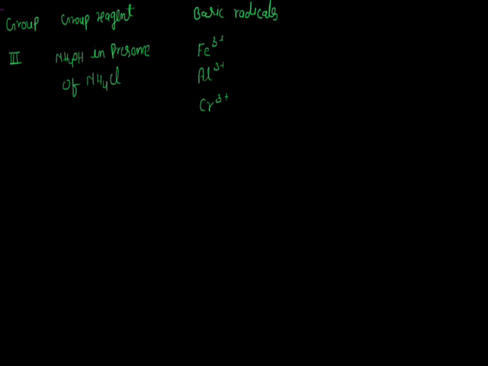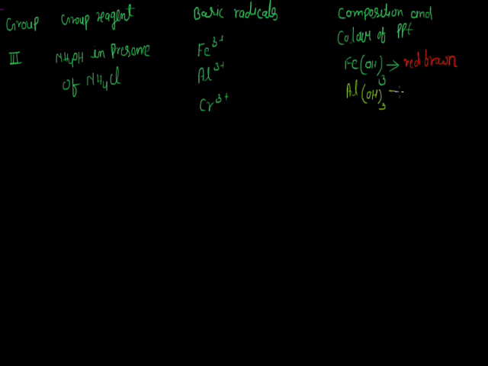Now the composition and color of this group. The iron forms ferric hydroxide. It forms a red-brown precipitate. The color of this precipitate is red-brown. The aluminum trihydroxide, Al(OH)3, forms a white gelatinous PPT. And chromium trihydroxide forms a green PPT.